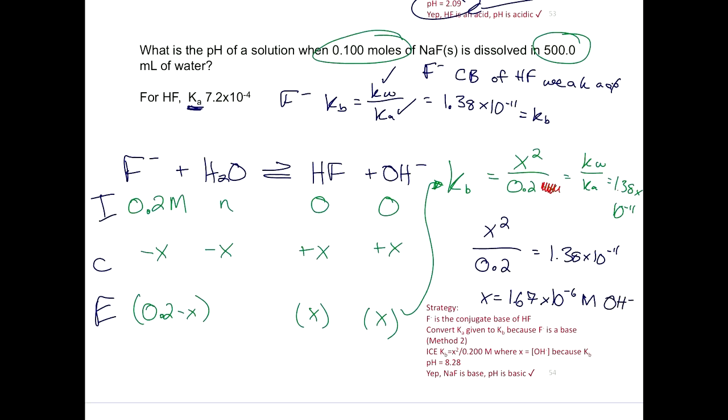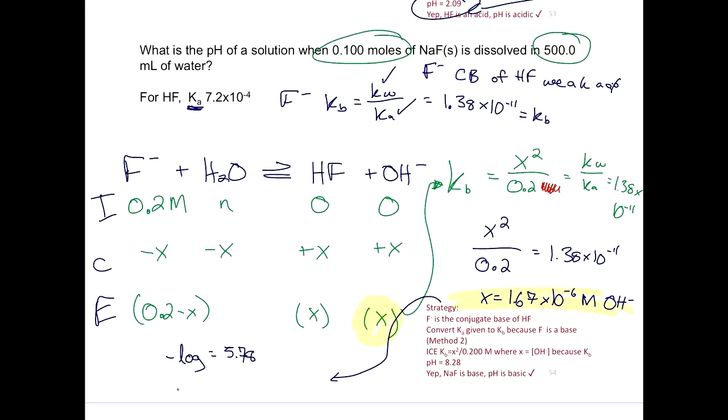Hydroxide this time, because that's what the ice table says. Also, this is a KB expression, so there we go. There is X, but now let's actually get the pH. So when I negative log that number, I'm calculating what? pOH. So the answer I get is actually 5.78.